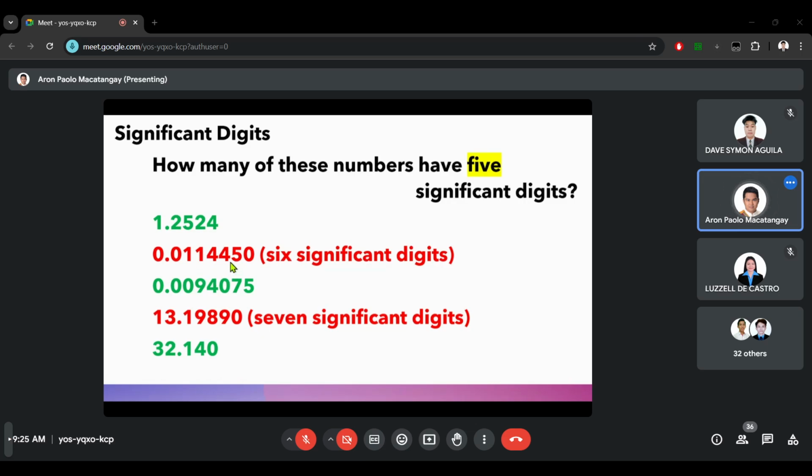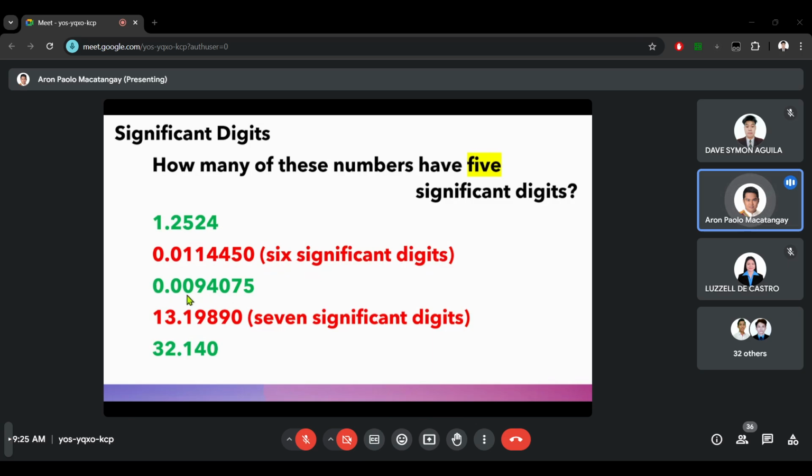Right? Next number, again, our rule for zeros. If the zeros are on the left side of the number, it does not matter if it's before or after the decimal, these zeros are not significant. While zeros at the right end of the number are always significant. So for this number, our significant digits are 1, 2, 3, 4, 5, and the last zero, making it 6. So this number has 6 significant digits.